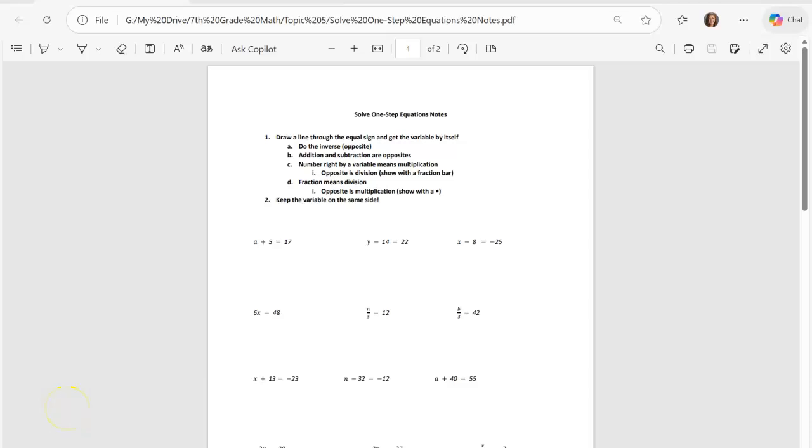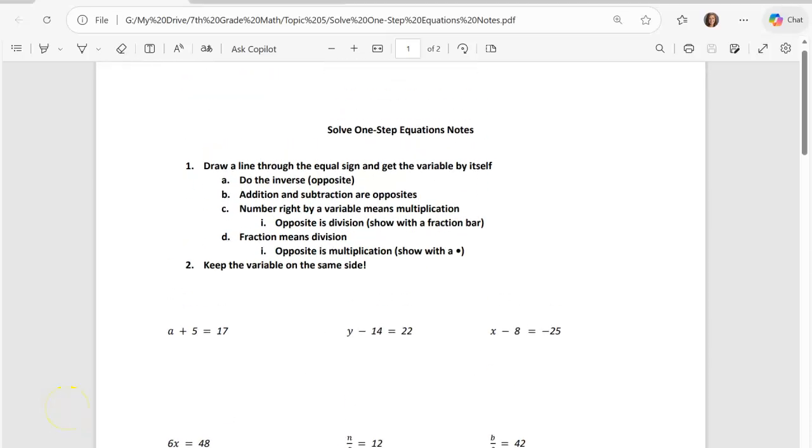Hi, seventh graders. Today we are going to be starting topic 5. And topic 5 is still dealing with algebra. So we will still be using all the skills that we learned in topic 4: the distributive property, the commutative property, combining like terms, adding expressions, but we'll be applying those skills to algebraic equations, okay?